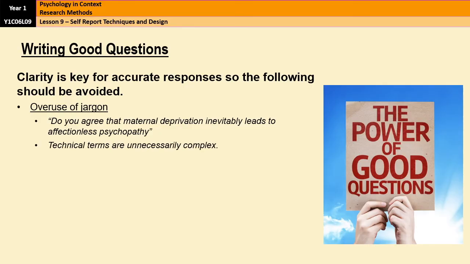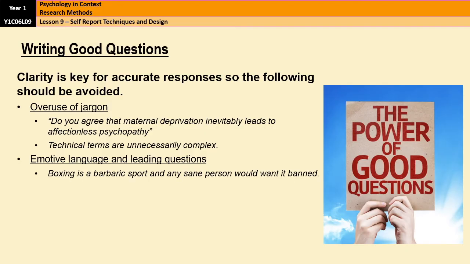Okay, so don't make it unnecessarily complex. Keep it simple so that everybody knows what you're talking about and so that their answers can be as clear as possible. Next, try to avoid emotive language and leading questions. As an example, boxing is a barbaric sport and any sane person would want it banned.